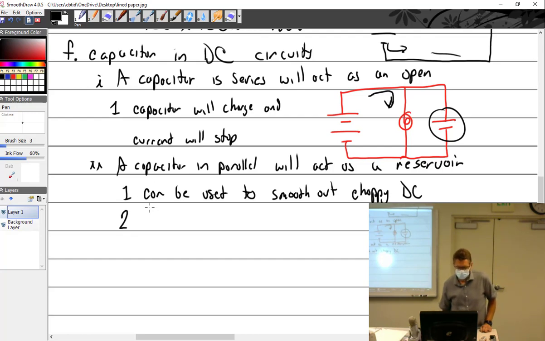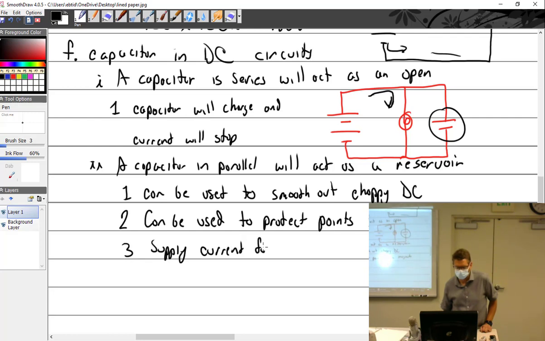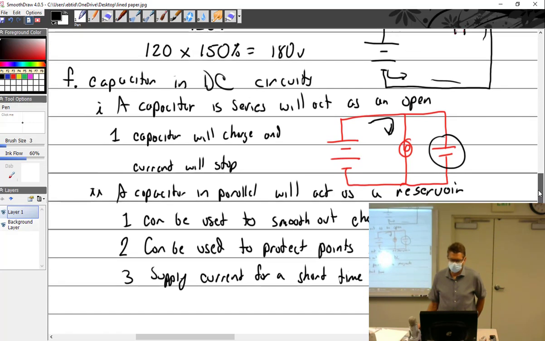Two, it can be used, not can be, it is used, to protect points in a magneto and supply current for a short time. So I'm going to go up to number 2, protect points in a magneto. We're going to talk about magneto in two weeks.